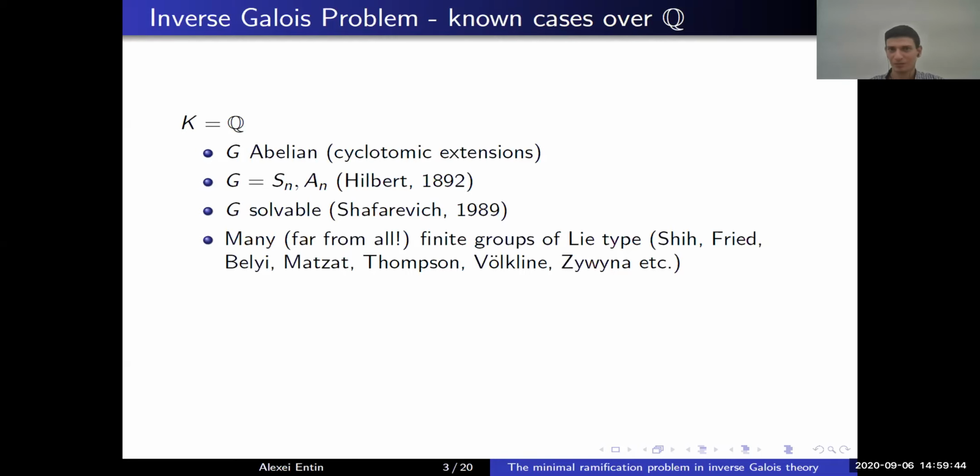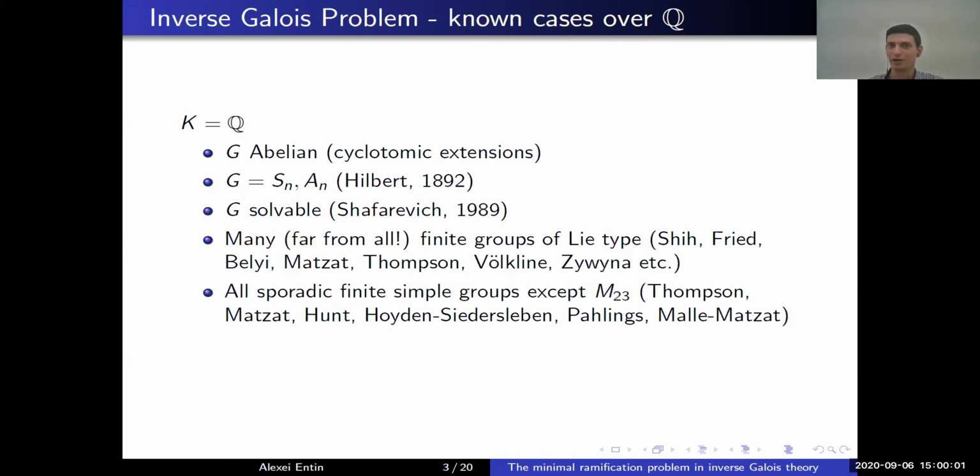And many groups of Lie type, but far from all, were realized by various methods, by several authors, which I didn't even list all of them, a long series of results. And all sporadic finite simple groups except M23, the Mathieu group, had been realized over Q as well. All of them based on the method of rigidity, which I won't go into. Many other interesting groups have been realized over Q, but the general problem is far from settled.